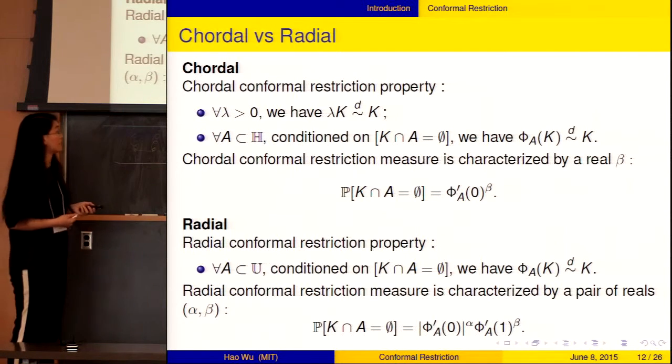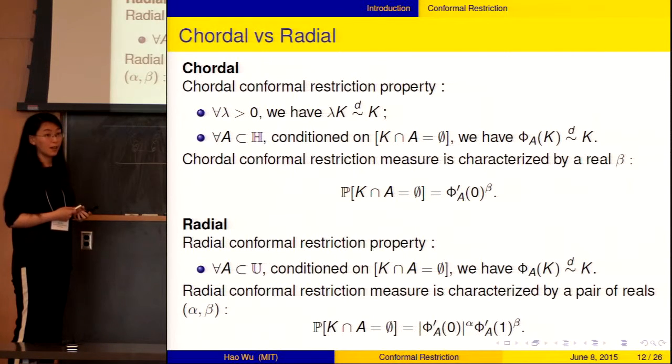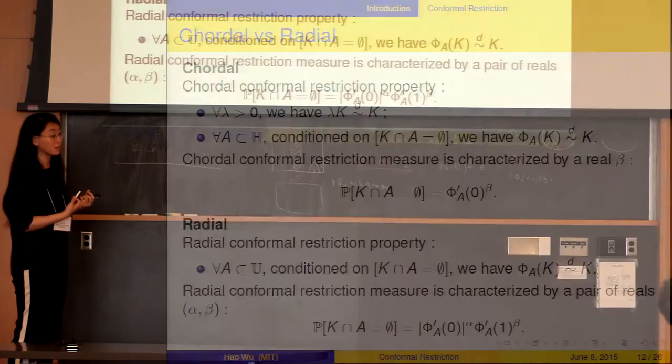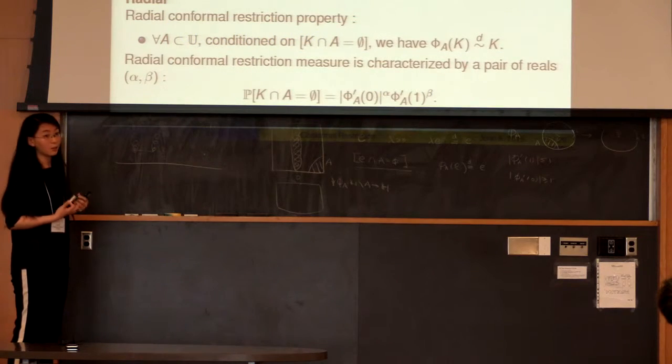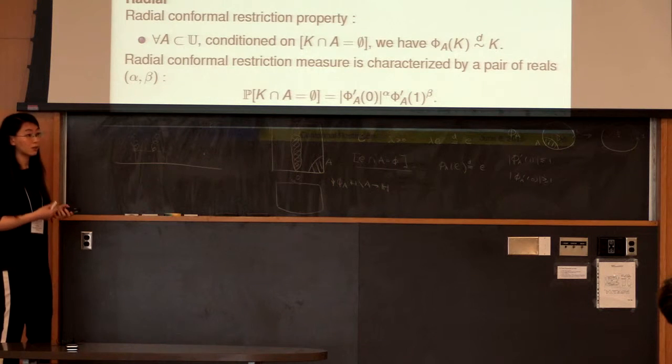Okay, so this is the introduction part. I introduced the Brownian intersection exponent, and introduced the conformal restriction property and our main results. So in the second and third parts, I will talk about the idea of the proof. In the fourth part, I will show you how these two concepts are related to each other.